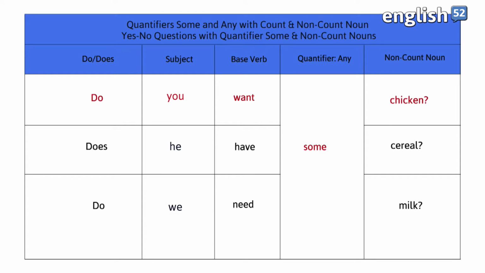We use some with yes/no questions when we want to ask for something that has an amount or quantity, or offer something that has an amount or quantity. For example, do you want some chicken? Does he have some cereal? Do we need some milk? Do you want some oranges? Does he have some apples? Do we need some tomatoes?